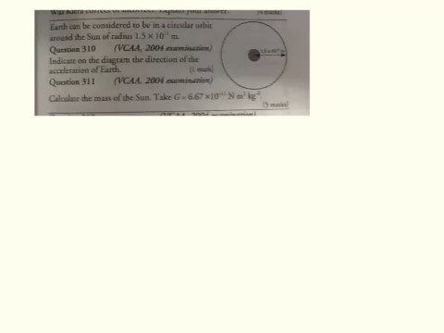So we have an orbit question where we're looking at the Sun and the Earth. The first question asks us to indicate the direction of the acceleration of the Earth in this Sun-Earth system. So if I draw the Earth over here in green, the direction of the acceleration is going to be in the direction of the force.